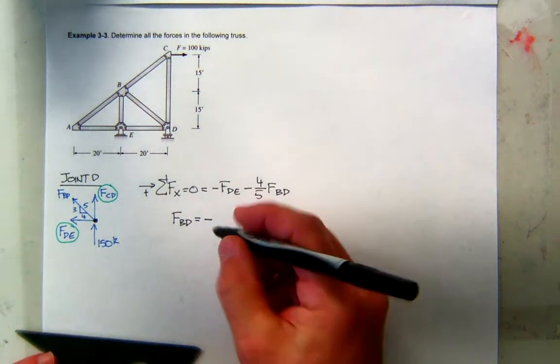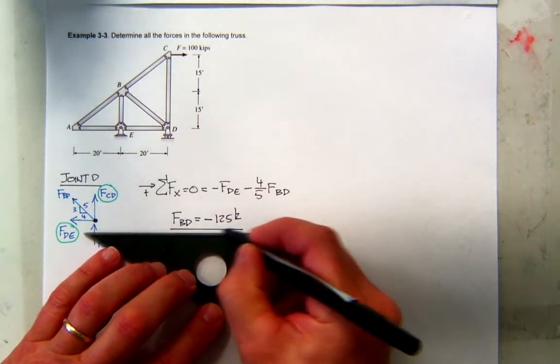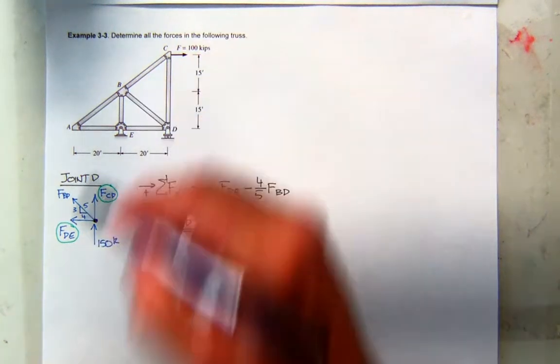What you guys got? Yep. So the diagonal is in compression.